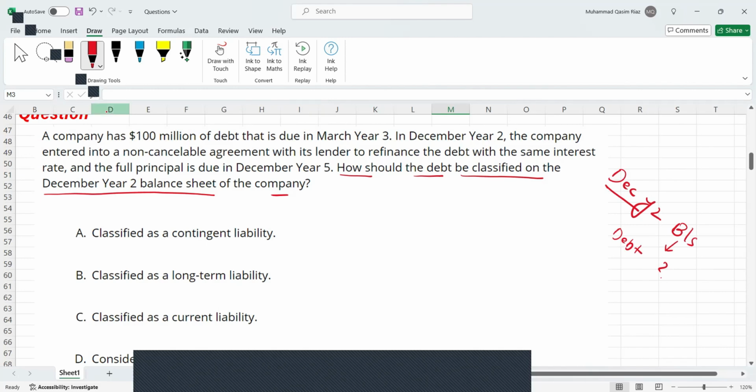So now let's go through the data of the question. A company has 100 million of debt that is due in March year 3. So our year end is 31st December year 2, right? So the liability is going to settle in March year 3. It means it is going to settle in just 3 months. So it is going to be your current liability.